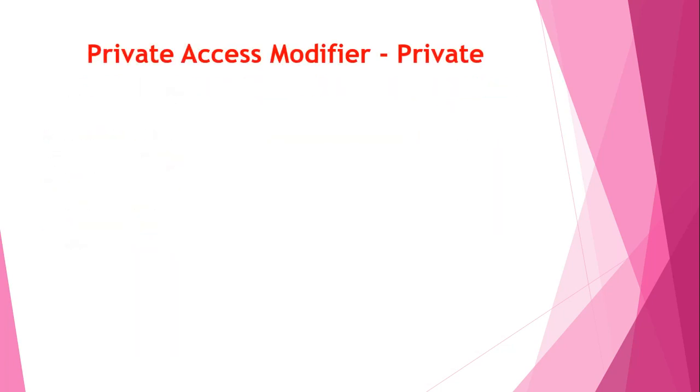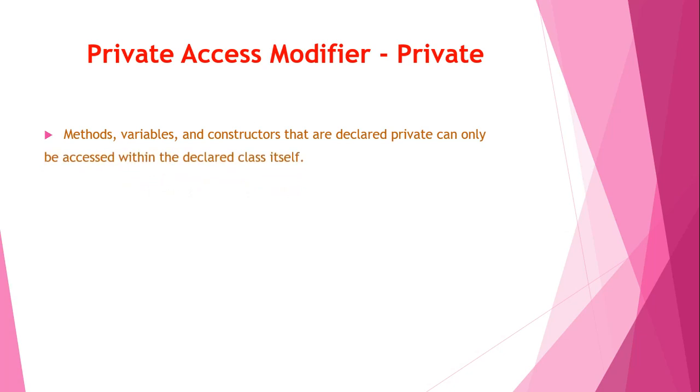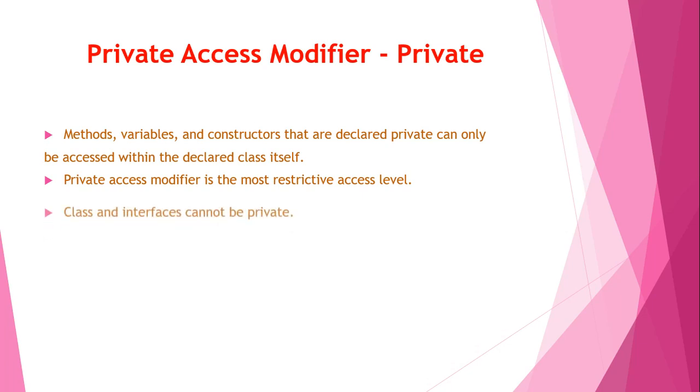Let's discuss the private access modifier. If we want to set the visibility of any method at the class level only, then we can use the private access modifier. We can't make a private class in Java. Methods, variables and constructors that are declared private can only be accessed within the declared class itself. The private access modifier is the most restrictive access level. Class and interface cannot be private.